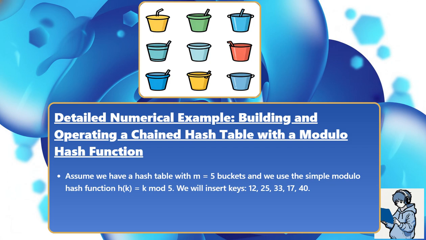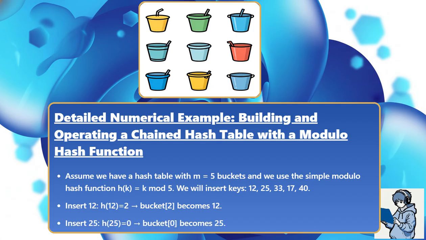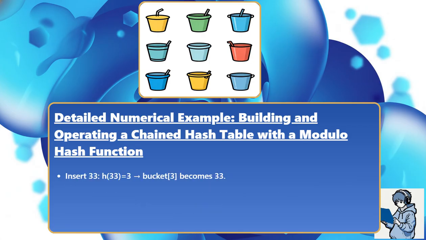Assume we have a hash table with m equals 5 buckets, and we use the simple modulo hash function h of k equals k mod 5. We will insert keys 12, 25, 33, 17, 40. Insert 12, h of 12 equals 2, goes to bucket 2, which becomes 12. Insert 25, h of 25 equals 0, goes to bucket 0, which becomes 25. Insert 33, h of 33 equals 3, goes to bucket 3, which becomes 33.